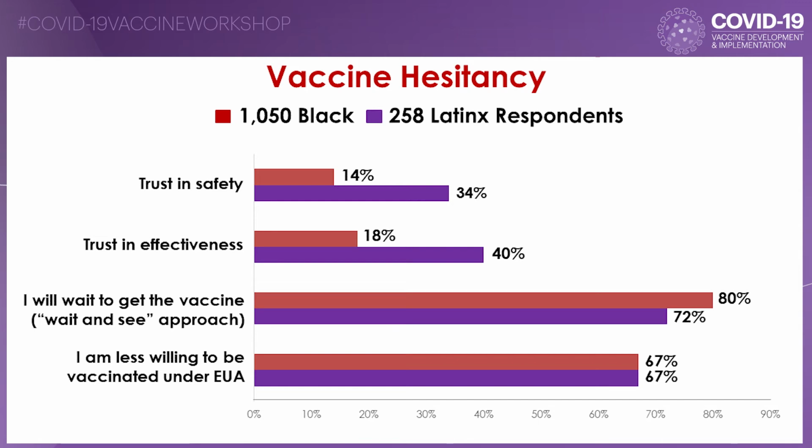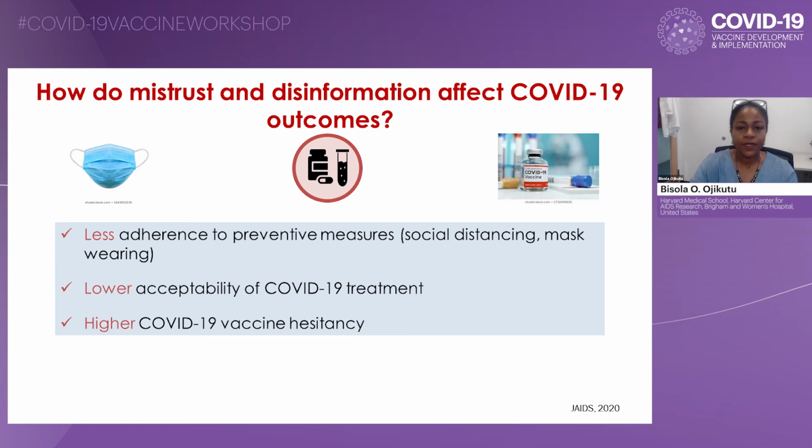From the data collected by my research team, not only do mistrust and disinformation impact vaccine uptake, they are also associated with less adherence to preventative measures such as social distancing and mask wearing, and lower acceptability of COVID-19 treatment.